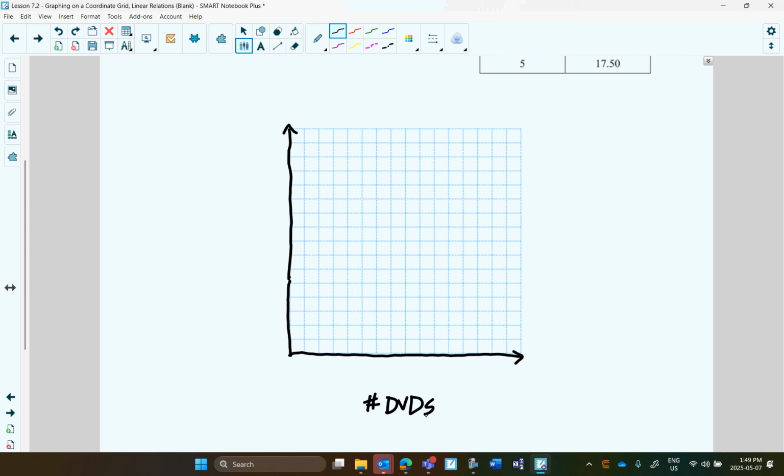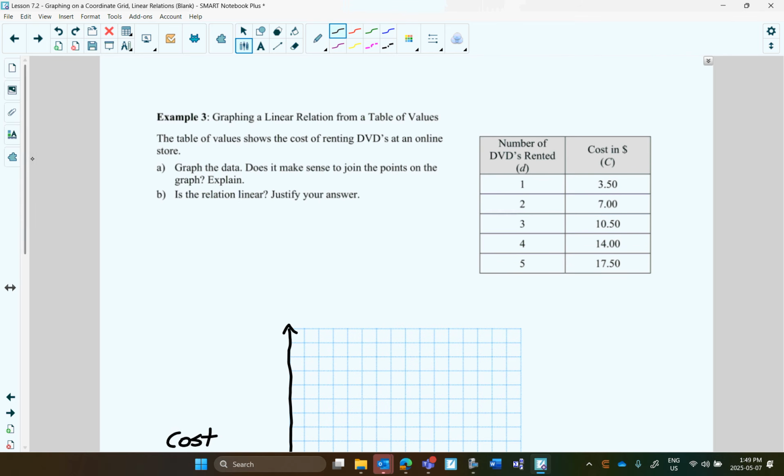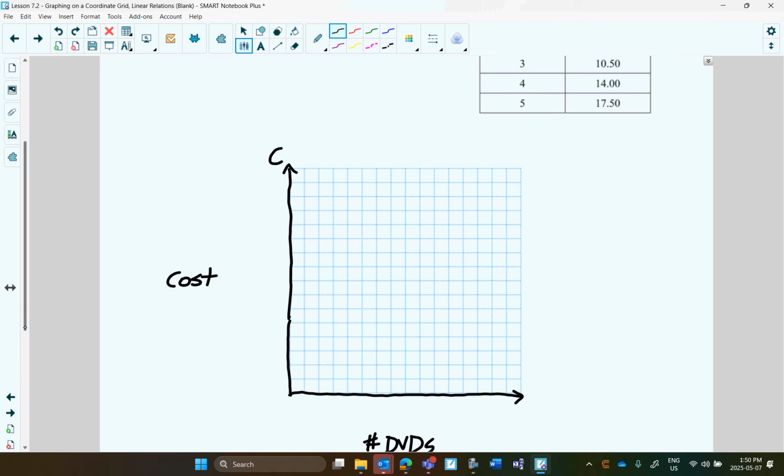The first column is always independent. Second column is always dependent. Which means on the graph, the horizontal will be the independent, the vertical will be the dependent. Okay? So yes, I'm going to put that. Independent, dependent. Always. And so remember, instead of Y, we call this capital C. And instead of X, we called it little d.